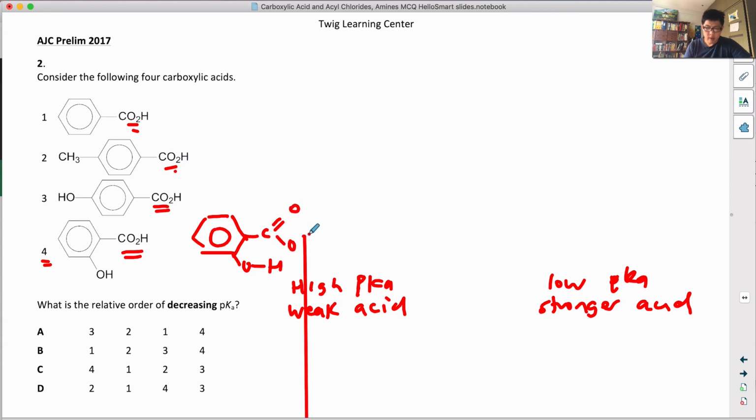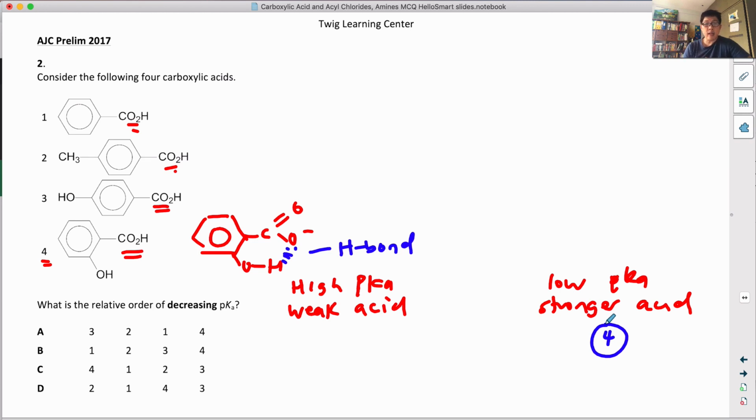When you form the conjugate base over here, let me just draw it nicely, this is quite a stable conjugate base because there is a hydrogen bond. Can you see that? This hydrogen bond stabilizes this CO minus. So the strongest acid must be number 4. I'll put 4 here first. Let's look at the next stronger acid.